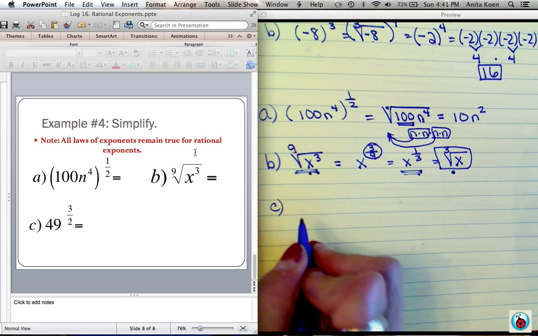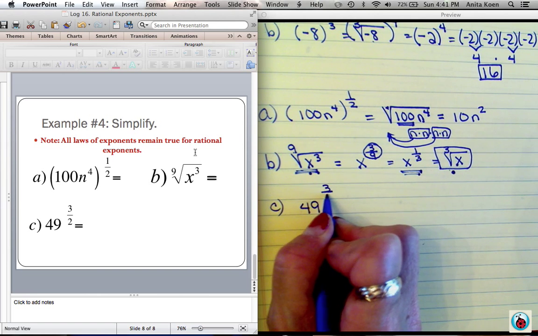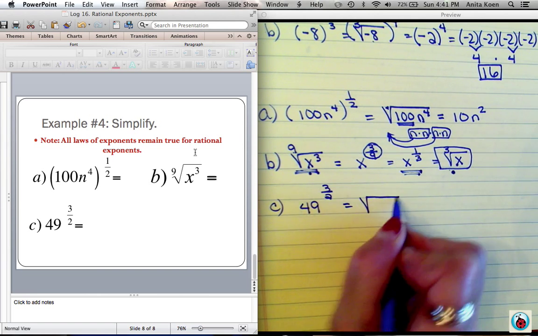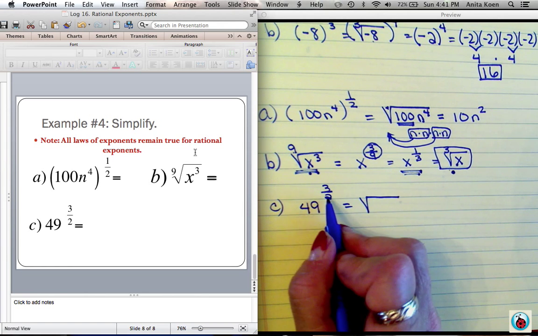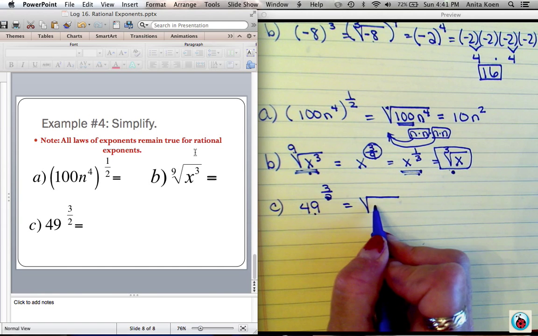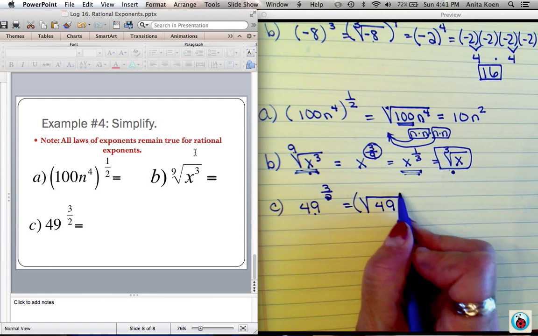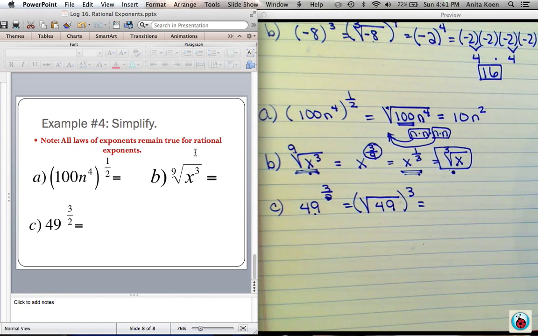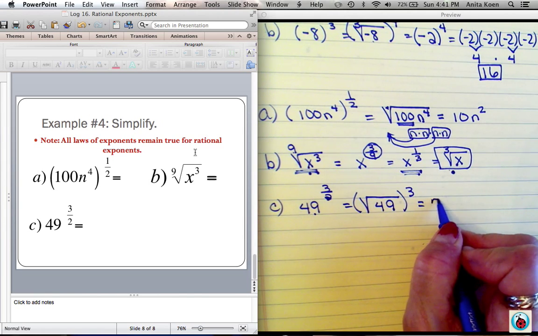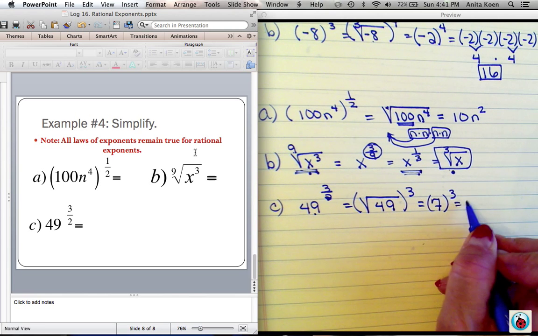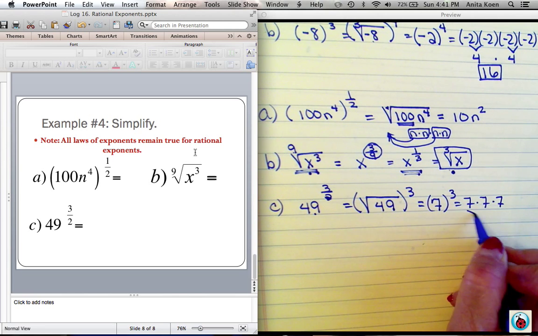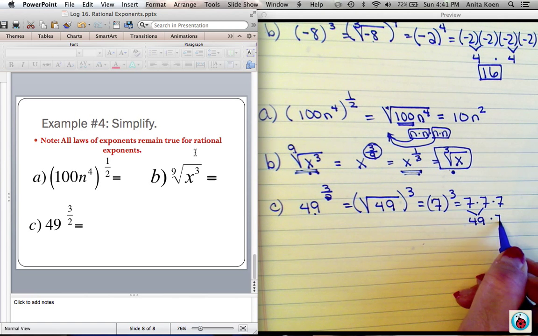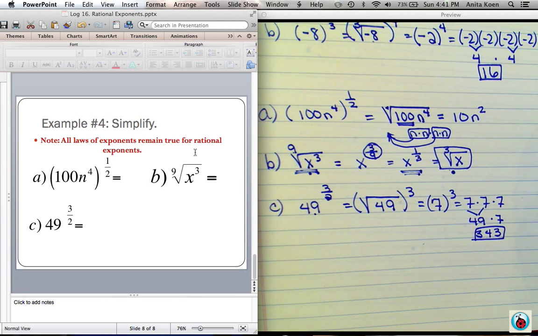And our last example here is 49 to the 3/2 power. Well, I see that fractional exponent, so I'm going to write my radical down. I know it's a square root. I know that the radicand is 49, and I know now that I'm going to cube the square root of 49. The square root of 49 is 7, and 7 cubed is 7 times 7 times 7. 7 times 7 is 49, and 49 times 7 is 343. So 49 to the 3/2 power is 343.